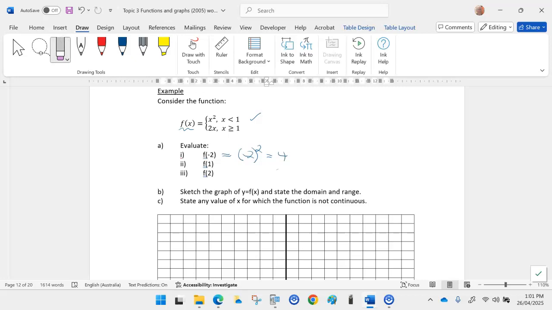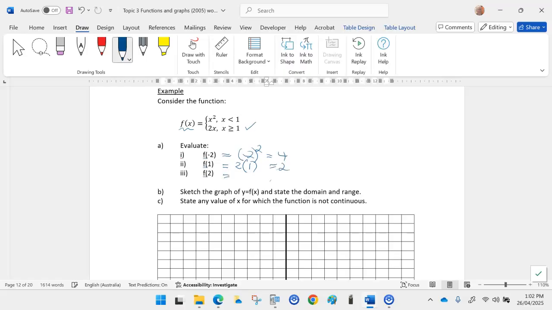All right, what about the next bit? What about f of 1? Now here's tricky, because 1 looks to feature in both of our domains there. Now, is 1 less than 1, or is 1 greater than or equal to 1? Well, in this case, the 1 falls in this part of our piecewise. It is part of x greater than or equal to 1, x being 1. So we need the second part of our piecewise function here, this time the 2x. So that would be 2 times 1, which is 2.